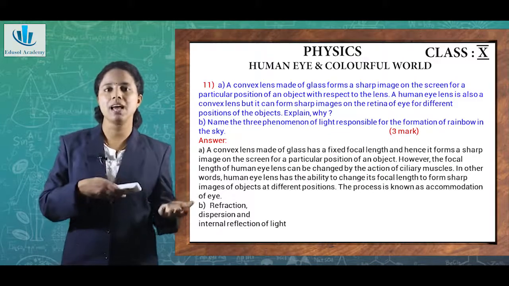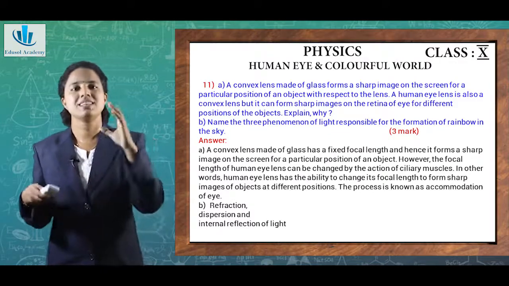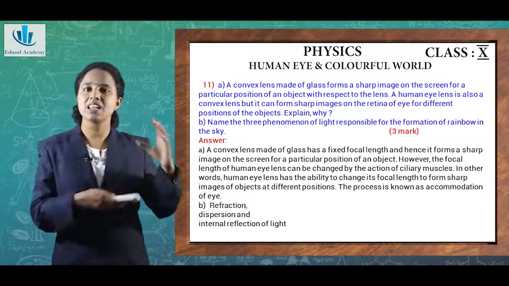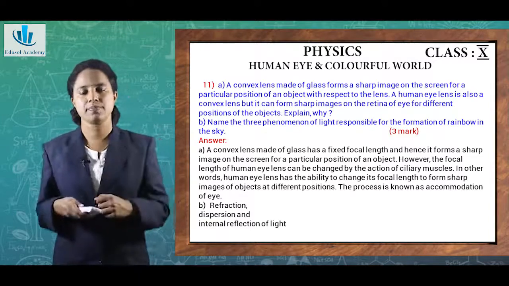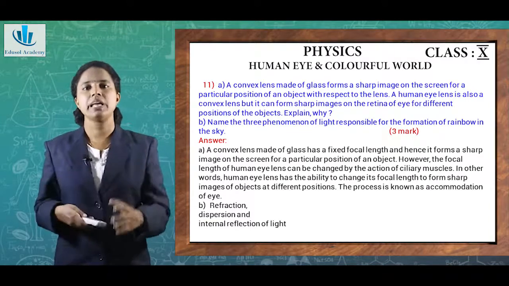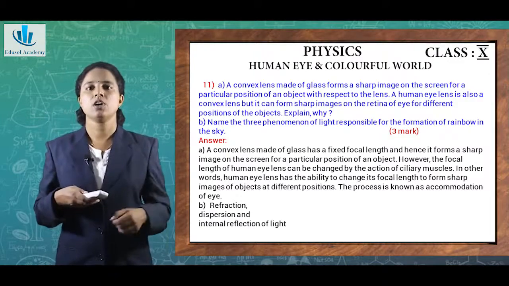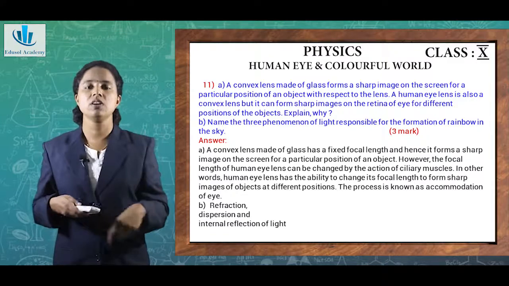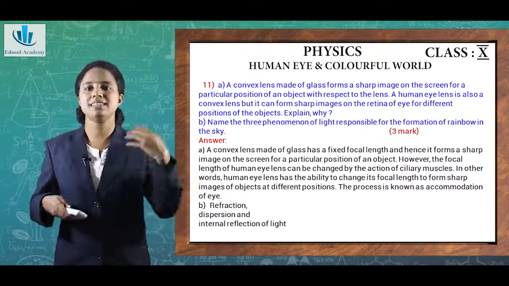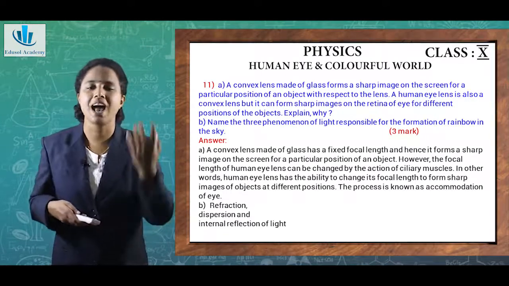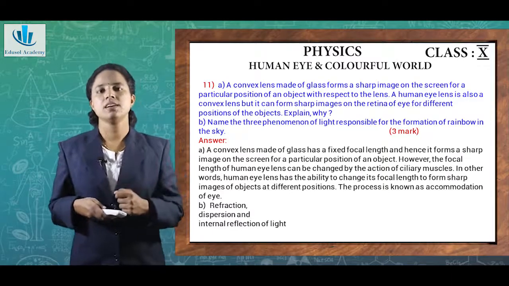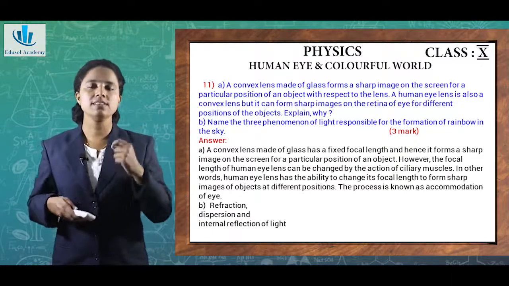But in case of human eye lens, what happens? There are ciliary muscles which can change the focal length of the human eyes. Or in other words, we can say human eye lens has the ability to change the focal length to form sharp images of the object at different positions, and this particular property is known as accommodation of eye.